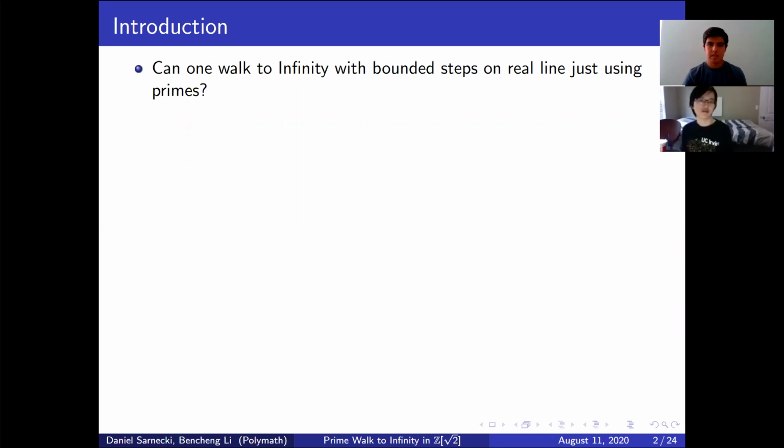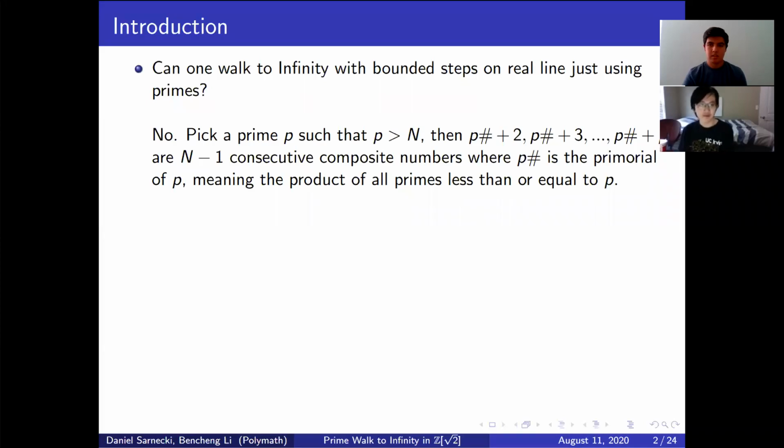So first of all, let us start with a simple question. Can one walk to infinity with bounded steps on the real line just using primes? The simple answer is no, because all we need to do is pick a prime p larger than M if we want a gap of length n between primes. Then p primorial plus 2, p primorial plus 3, up to p primorial plus p are n-1 consecutive composite numbers, where p primorial means the product of all primes less than or equal to p.